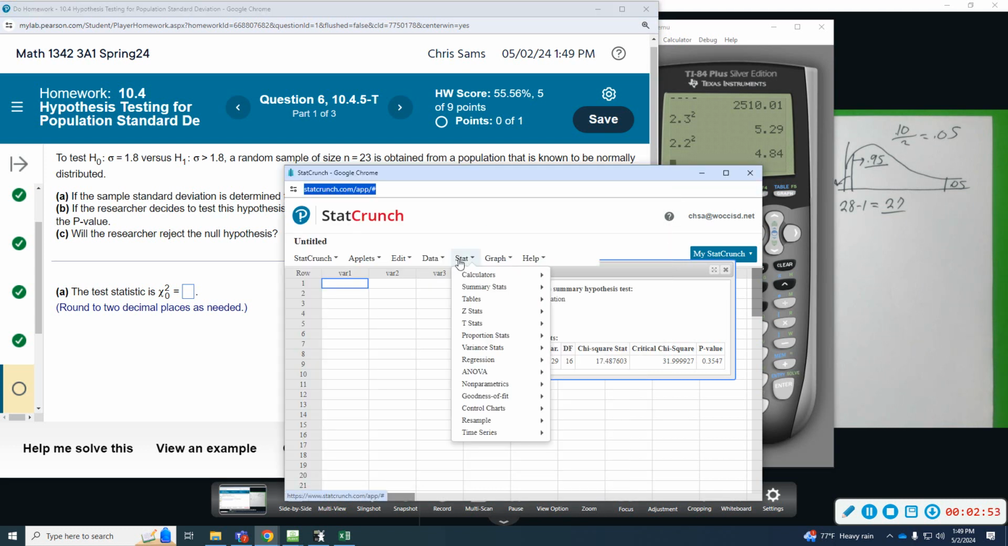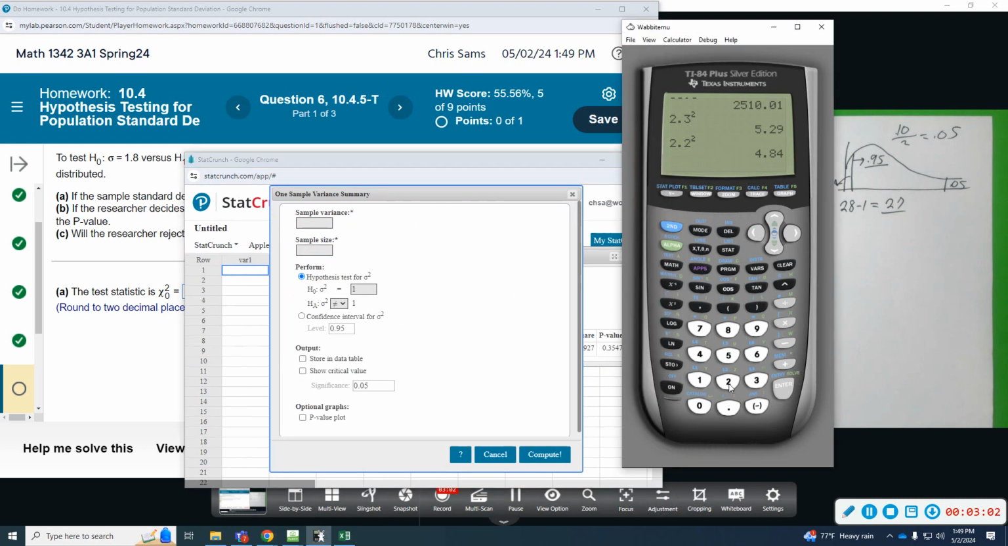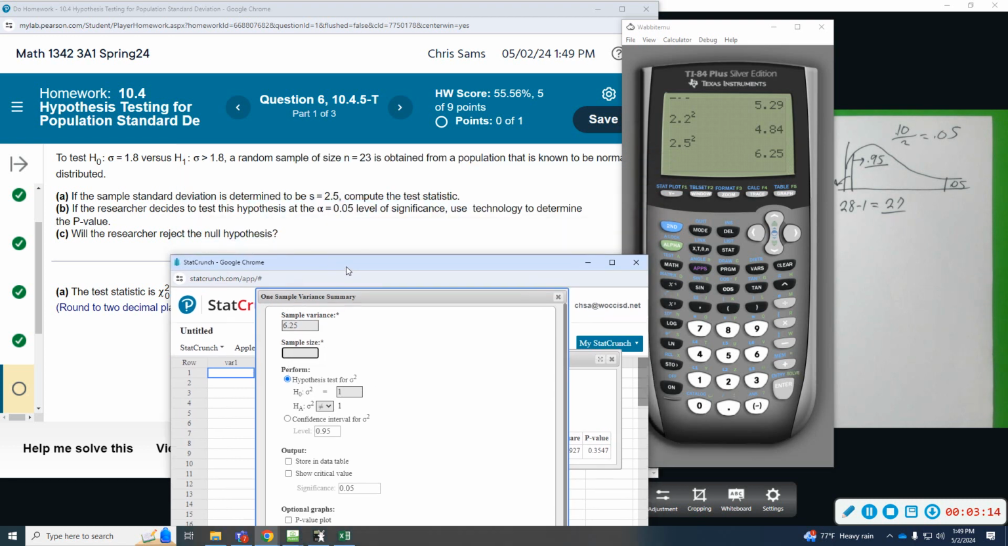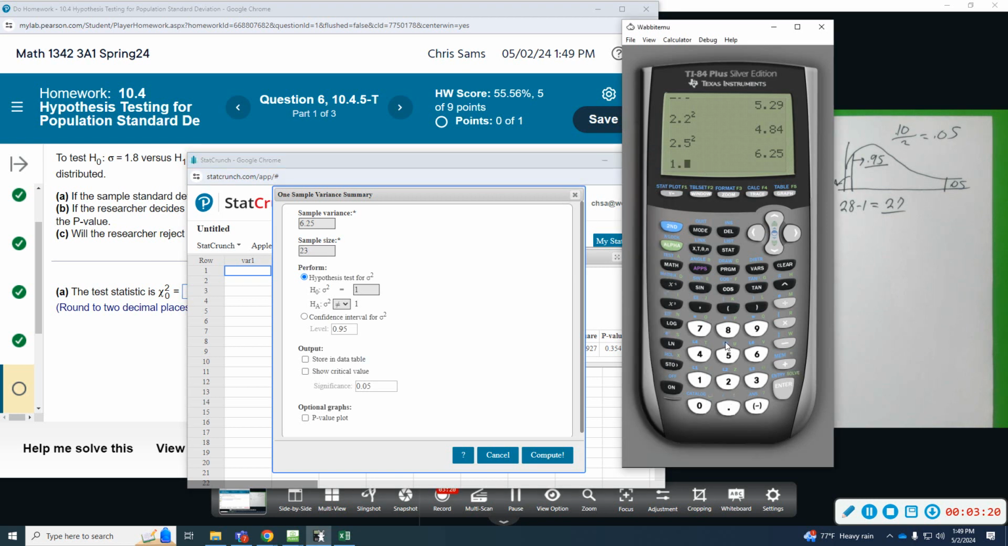So let's do a new variance. We've got to square the 2.5. We get 6.25. Sample size was 23. The 1.8, we've got to find that, 1.8 squared. 3.24.